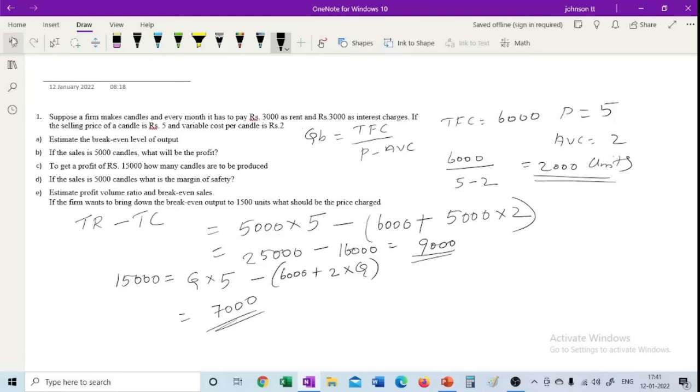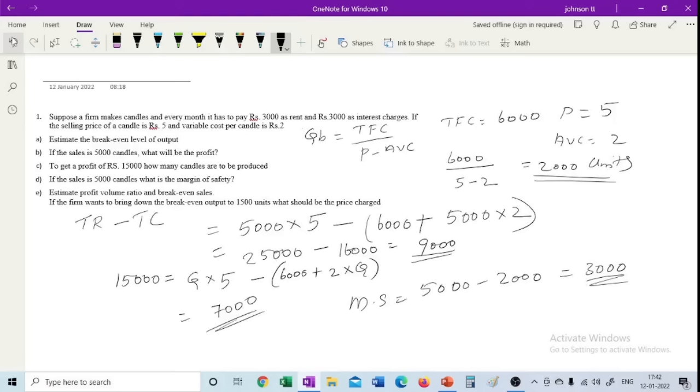Then the next part of the question, if the sales is 5,000 candles, what is the margin of safety? Margin of safety is actual sales minus break-even sales. So margin of safety is equal to actual sales, it is given as 5,000. So 5,000 minus break-even sales 2,000. So that is equal to 3,000 candles. This is the margin of safety.